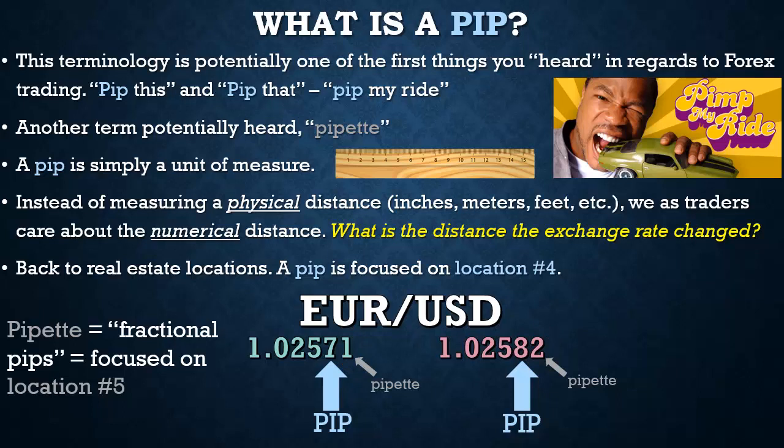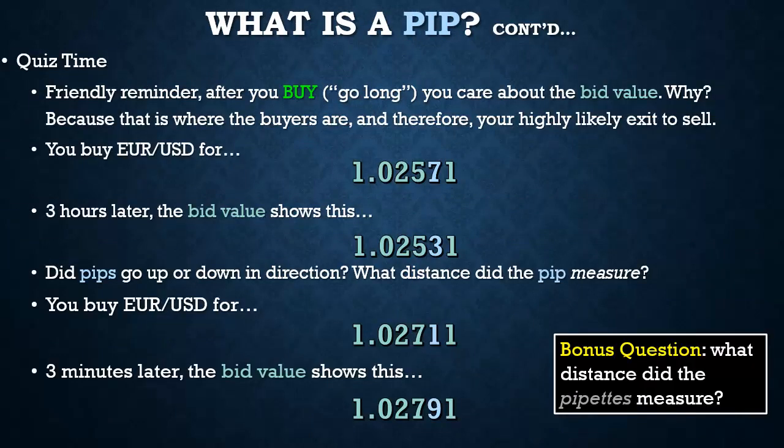But still, okay, so what does this have to do with anything? Well, again, in your mind, we need to think about it as a unit of measure. What numerical distance has the exchange rate actually changed? Let's now assign some numerical values to some exchange rates. But before we do that, let's first start off with a quiz question, and that will lead us into our example here. So friendly reminder, after you buy, you care about the bid value.